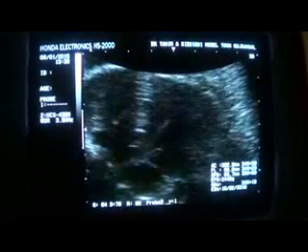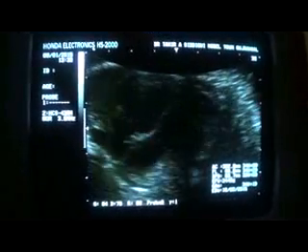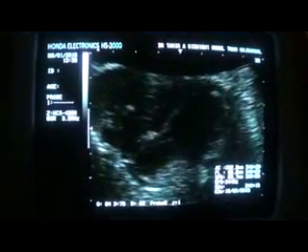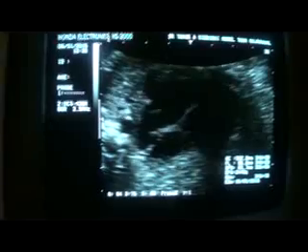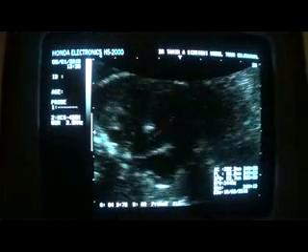This is a two-dimensional ultrasound magnified view of the fetal heart. Now, can someone let me know, is the heart normal? Is there any valvular lesion?